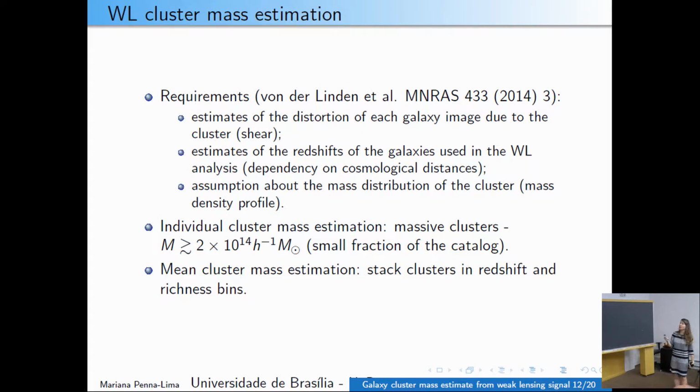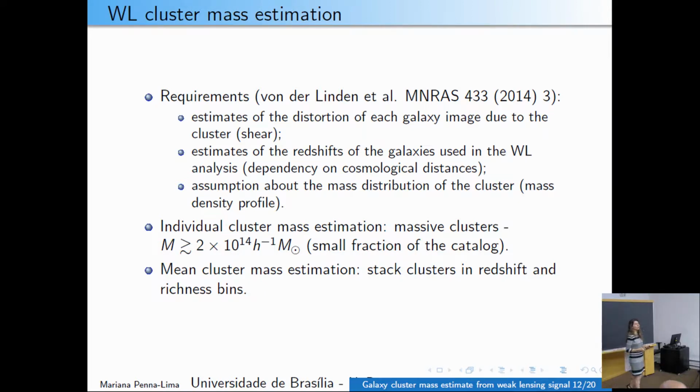So we need the redshift of each object, and we also have to assume a mass distribution. We have to assume a mass density profile to perform these calculations. You have, let's say, two categories here. You can estimate the mass of an individual cluster, and you can do this for massive clusters where you have a good signal-to-noise ratio. But usually this corresponds to a few percent of your entire catalog.